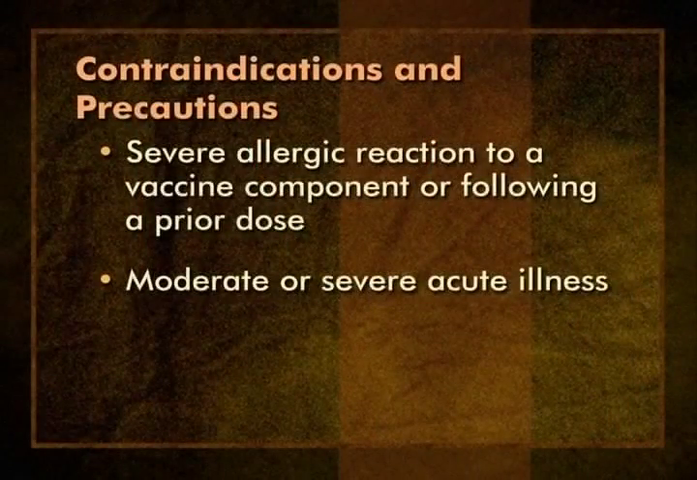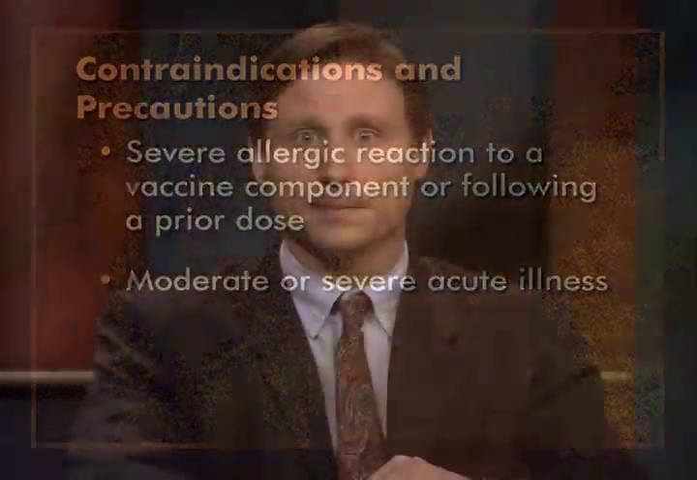Contraindications and precautions to inactivated polio vaccine are also very limited. As with all vaccines, a severe allergic reaction to a vaccine component or following a prior dose is a contraindication to IPV. Moderate or severe acute illness is a precaution, and vaccination should be deferred until the person's condition improves. Pregnancy is not a contraindication to the use of IPV. But since routine polio vaccination of Americans 18 years and older is not recommended, pregnancy will not be a common issue, except for those of you who see travelers.